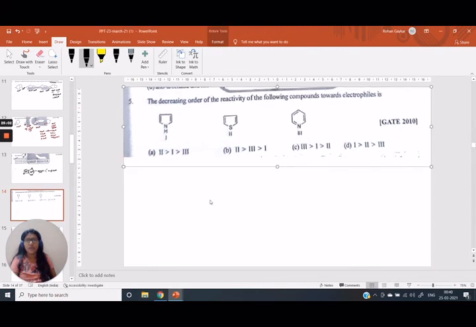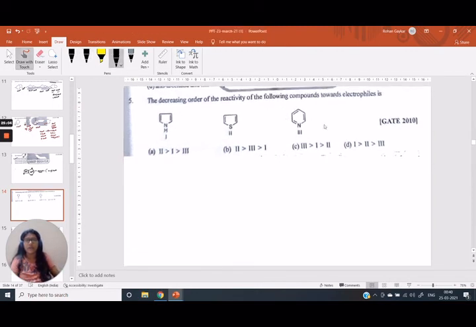Question: the decreasing order of reactivity of the following compounds towards the electrophile is. Here we have to find out the decreasing order of reactivity towards the electrophile. This is the question.